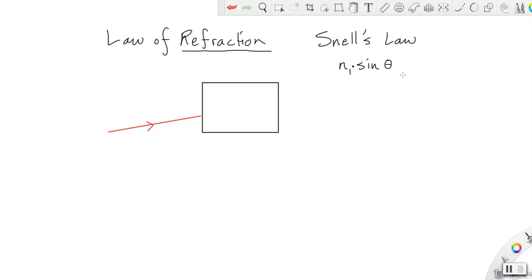If we choose for one material, we'll call it material 1, a ray that is encountering the surface of that material at theta 1, it will always be equal to the same ray on the other side of that interface: the index of refraction of the new material times the sine of the angle in the new material. Let's take a look at what that looks like in this particular circumstance. I'm going to bring the ray in at a wider angle this time.